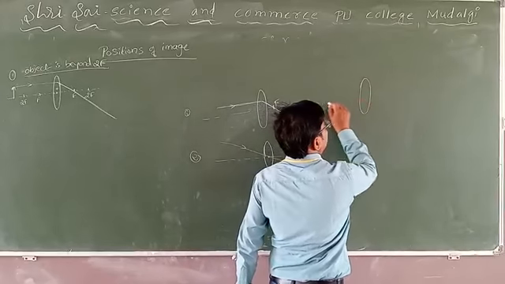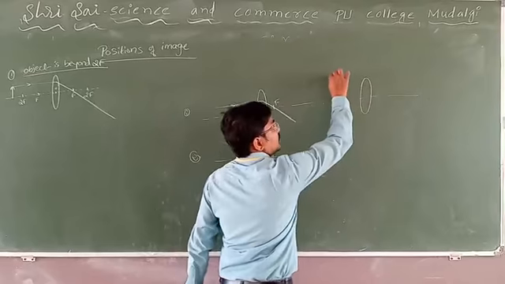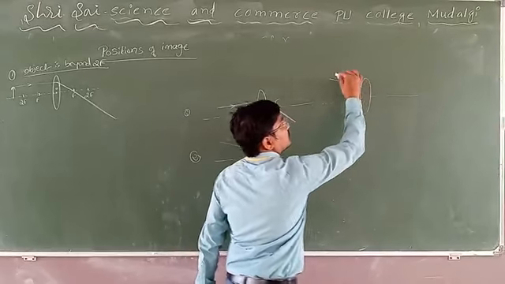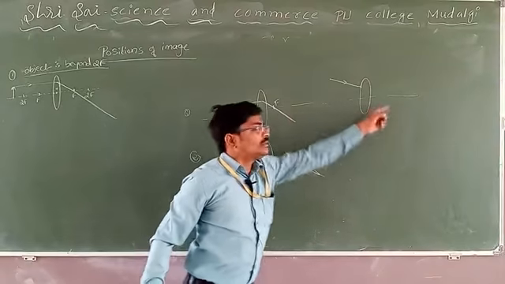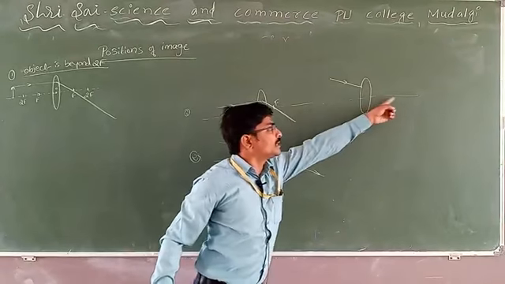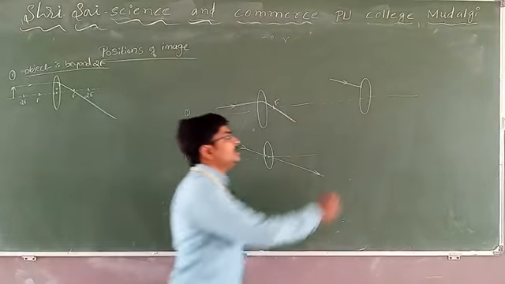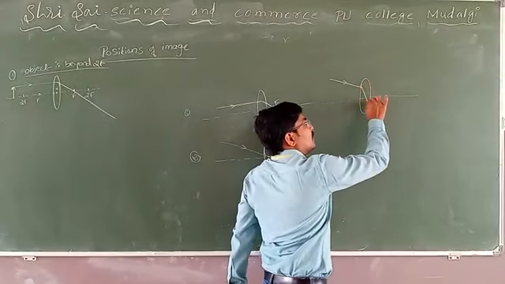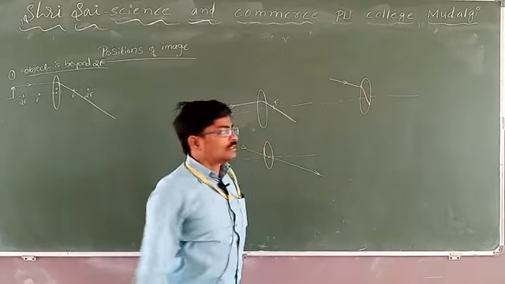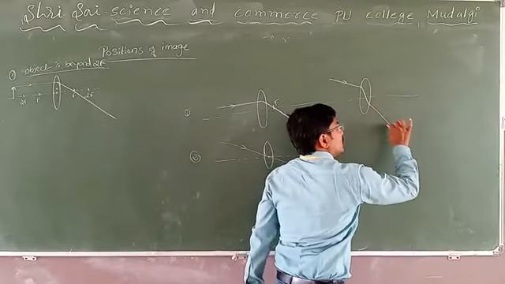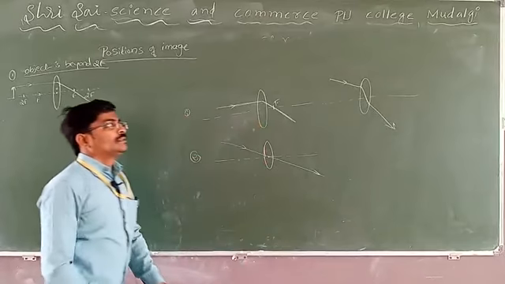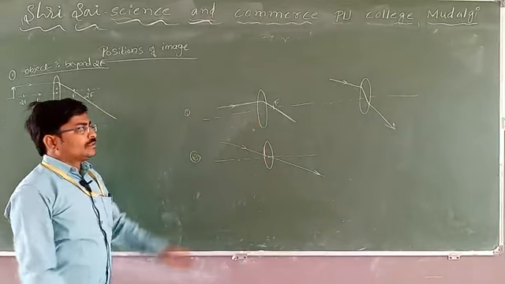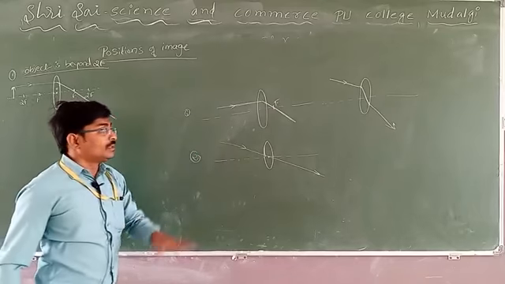If I consider one more type of condition, what is that? When the light is incident like this, it makes some angle with the horizontal or principal axis, and is incident, it gets refracted and it cuts the surface here and again it emerges out. Light will move like this. These are some conditions we should understand.